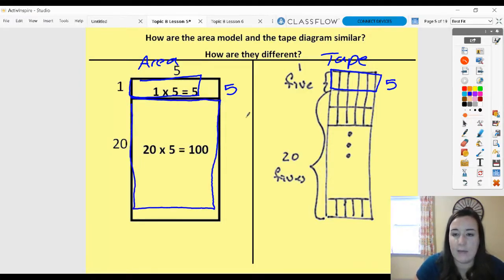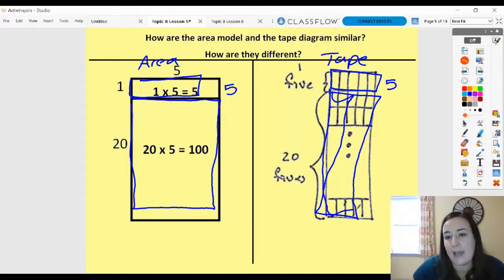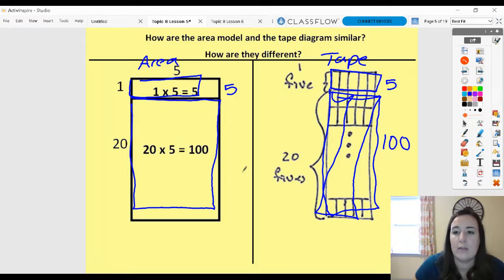And down here, 20 times 5, what I would really have in this bottom box here, 25s, I would end up with the same partial product of 100. So in that sense, they are similar. They are the exact same representation. They're just done in ways where this is more with the numerical and this is more with pictures.